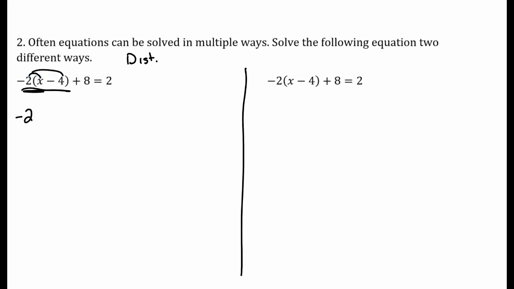Negative 2 times x is negative 2x. Careful here. Negative 2 times negative 4. It's not just a 4, it's negative 2 times negative 4, which gives me a positive 8.